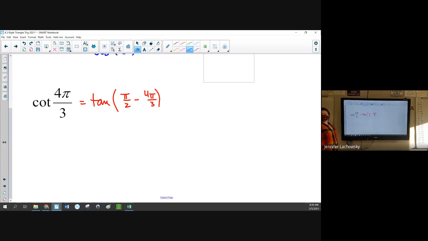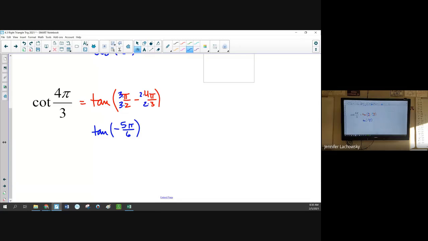Okay, so we need to find a common denominator of 6. So multiply top and bottom by 3, and multiply top and bottom by 2. So I've got 3 pi minus 8 pi. What's that? Negative 5 pi over 6. Okay.